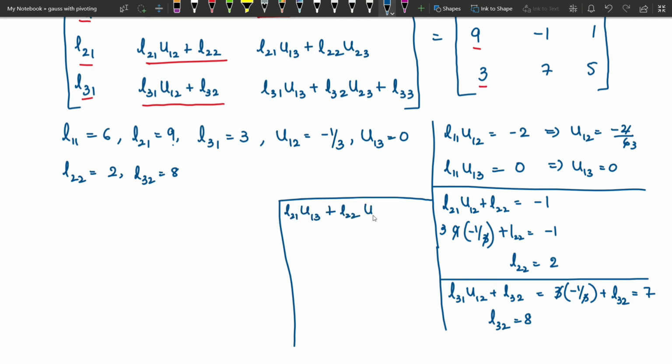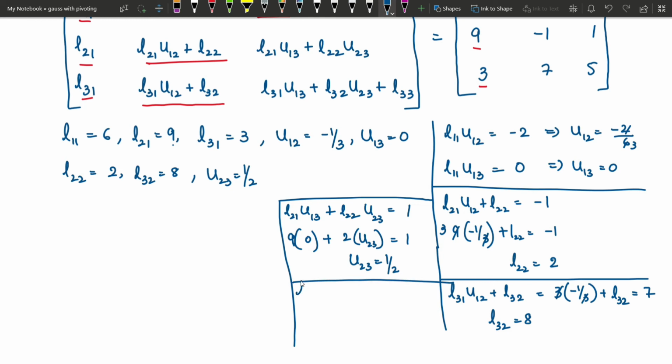Now we have a few more simplifications to be done. I'll write it here. The next equation is this one, L21 into U13 plus L22 into U23, and this is equal to plus 1. So what is L21? It is 9, into U13 which is 0, plus L22 which is 2, into U23 which we don't know, equals 1. So this is 0, so U23 is 1 by 2.